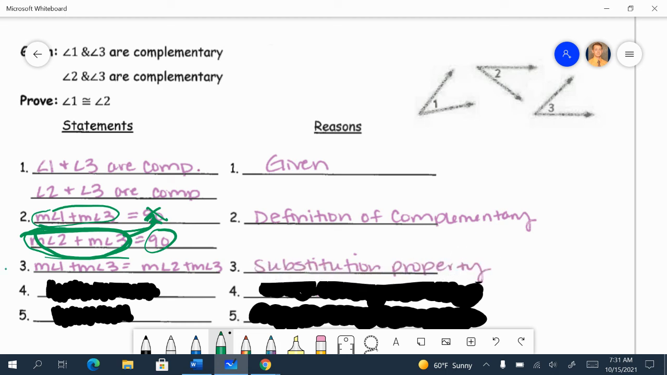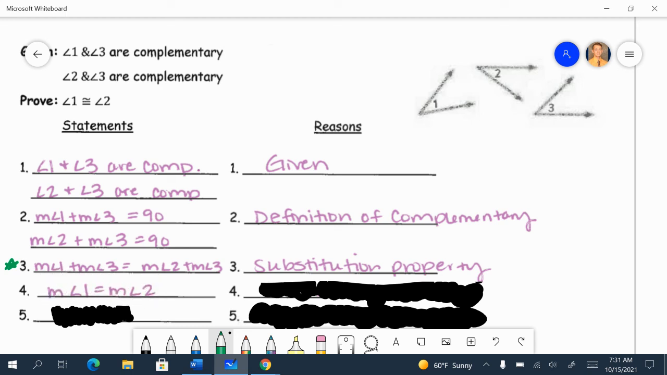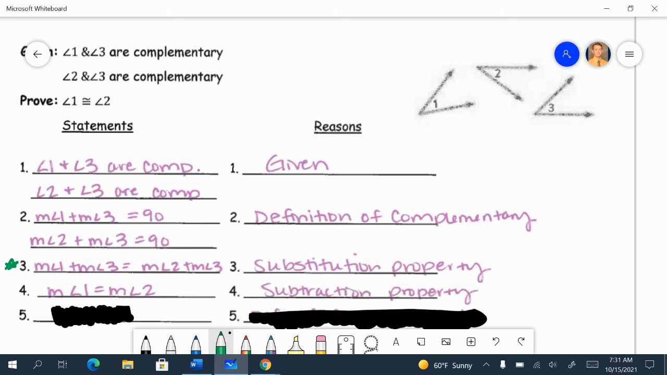Okay, now if I'm looking at step 3, let me erase all this stuff. What I see on step 3 is we've got the same thing on both sides, those measures of angle 3. We can get rid of them now, and then we'll be really close to what we're trying to prove. If we get rid of them, it'll just be left with measure of angle 1 equals measure of angle 2. How do we get rid of them? If it's the same on both sides, how would you get rid of them? It would be subtraction property.